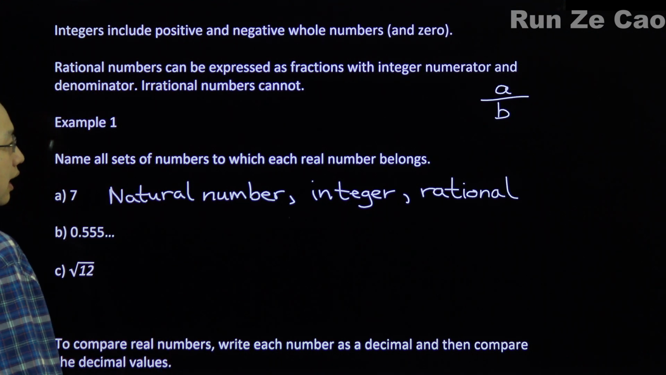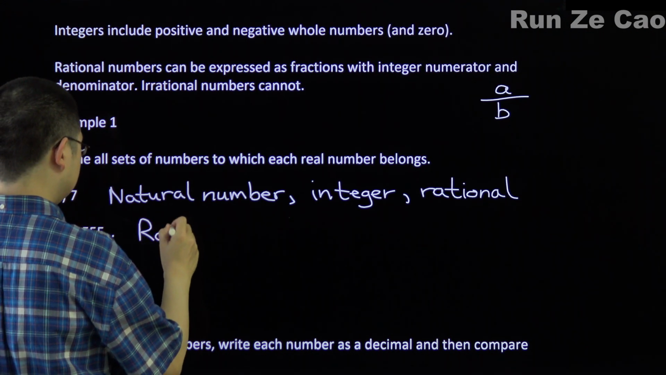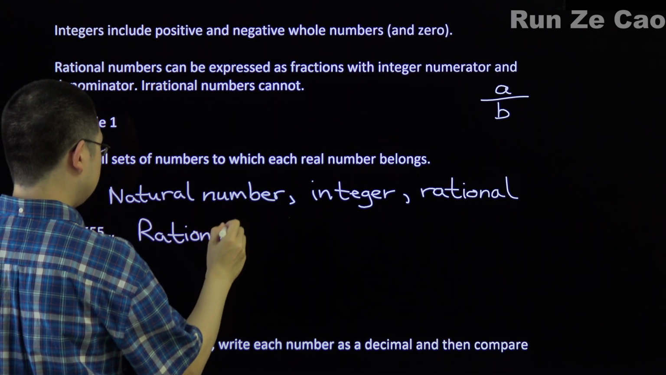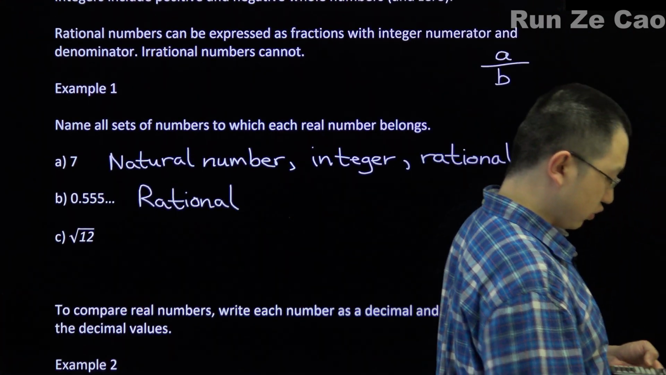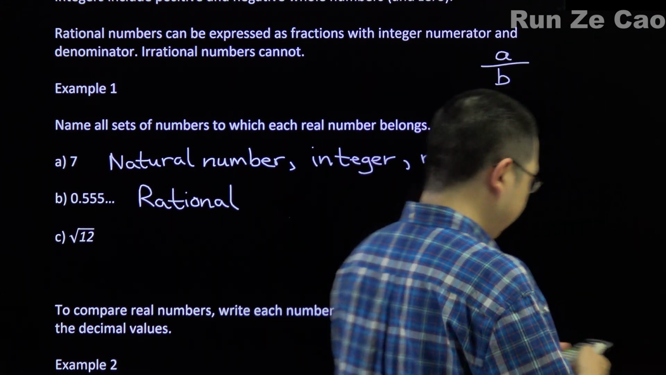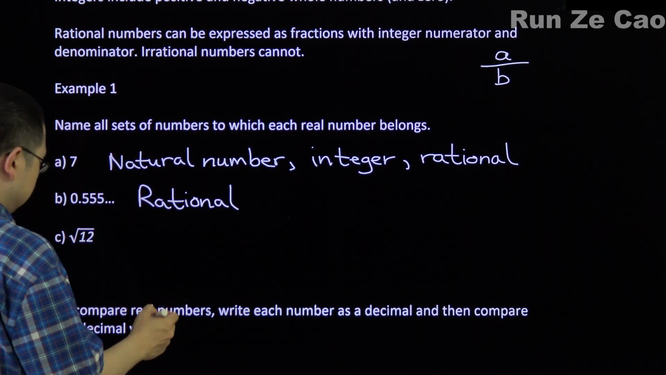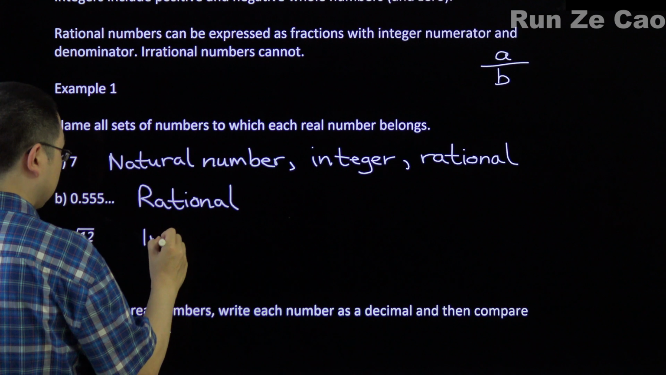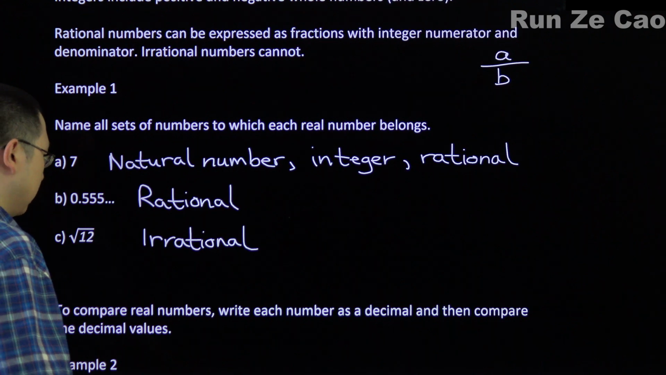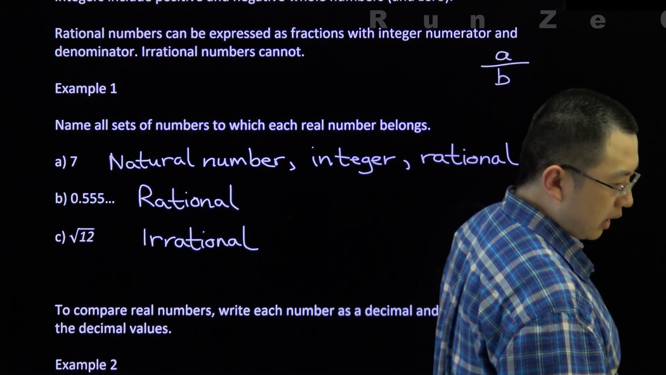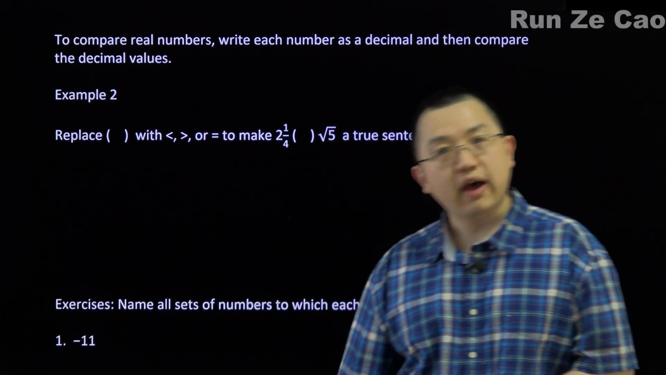0.555 repeating? Oh, hey, it's a repeating decimal. It's a rational number. Now, if we consider the square root of 12, if you try that on your calculator, you'll find that it is not a repeating decimal, and that makes it irrational.